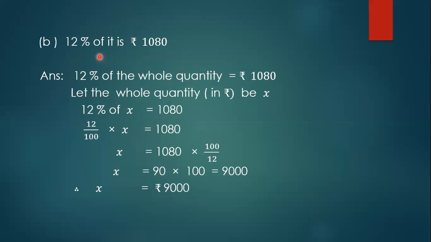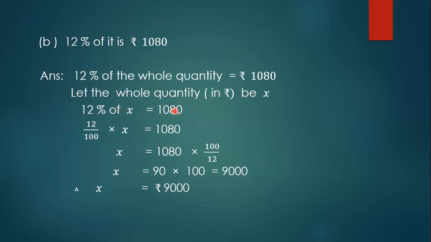Second question, 12% of it is rupees 1080. Here also we have to find out the whole amount. Only it is given that 12% of the amount is rupees 1080. So 12% of the whole quantity is 1080. The unknown quantity, the unknown amount, we will take as x. The whole quantity we will take as x. So 12% of x is 1080.